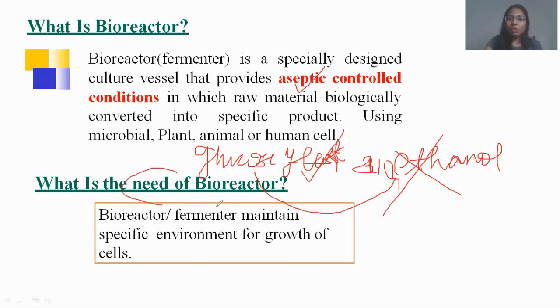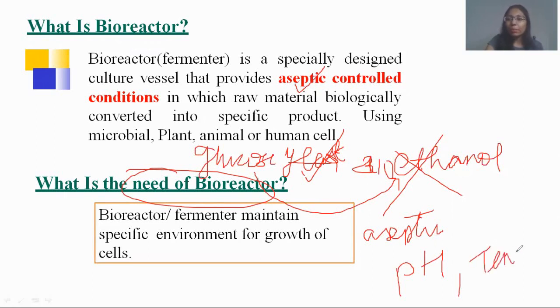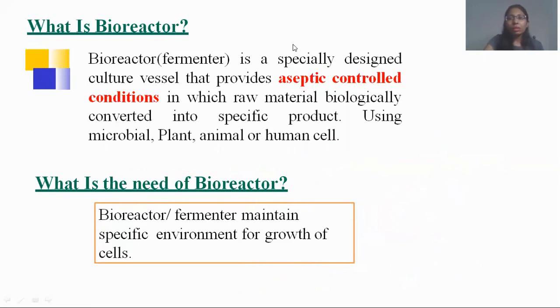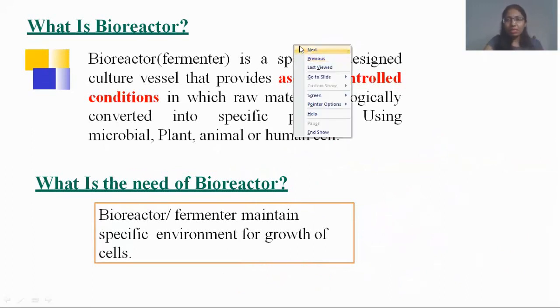Now, what was the need for the bioreactor? First, as we have seen, it provides aseptic conditions. Another thing is it provides controlled pH, controlled temperature, controlled aeration, and other such parameters. What do you understand by the word control? Let's say your organism works optimally at pH 7.3. Then the bioreactor will make sure that during the entire process, the pH remains at 7.3. That's why you require a bioreactor. I hope the basics of the bioreactor are clear.